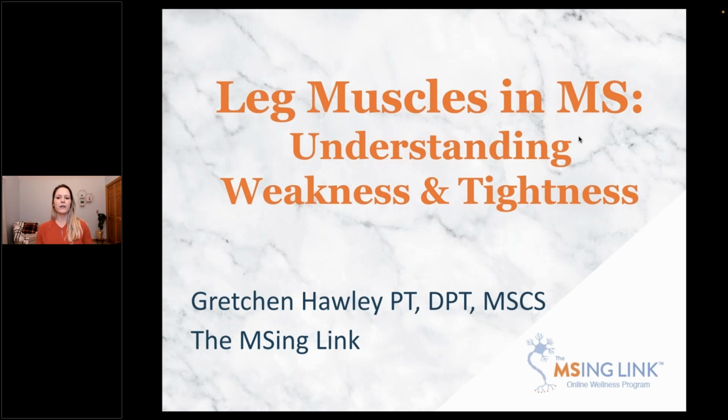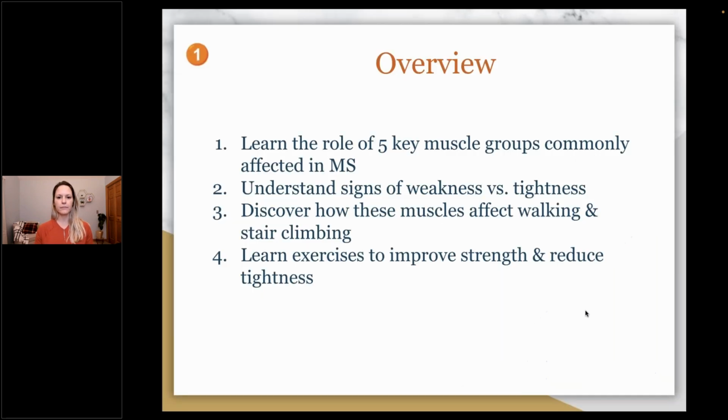Okay, so as I mentioned, we are going to be talking about leg muscles in MS, specifically understanding weakness and tightness. So a quick overview, we are going to learn the 5 key muscle groups that MS tends to attack or affect. We're going to understand the signs of weakness versus tightness, because those are 2 different things and they need to be treated differently. We'll discover how these muscles affect your walking and things like stair climbing and just general movement throughout the day. And then learning exercises to improve the strength and or reduce the tightness.